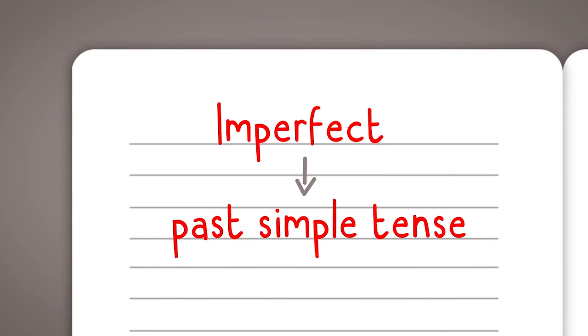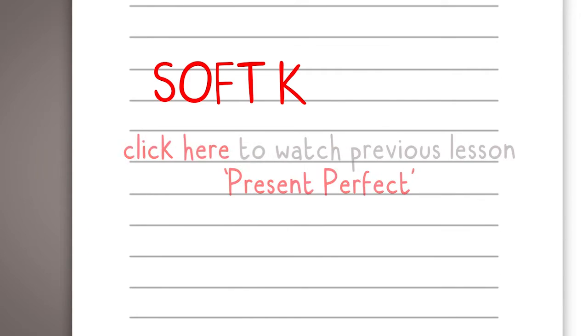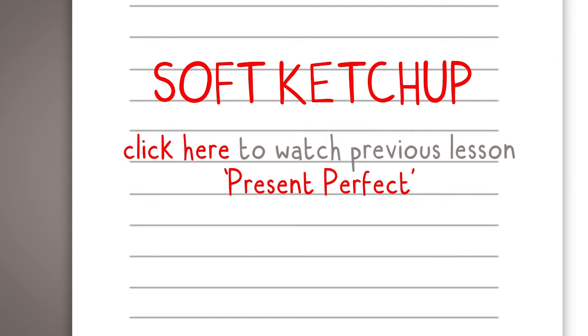This lesson, we will look at the imperfect or the past simple tense. Earlier, we looked at how soft ketchup was used in the present perfect. Now we'll look at how it's used in the imperfect. If you got it the first time around, it should be pretty easy this time too.